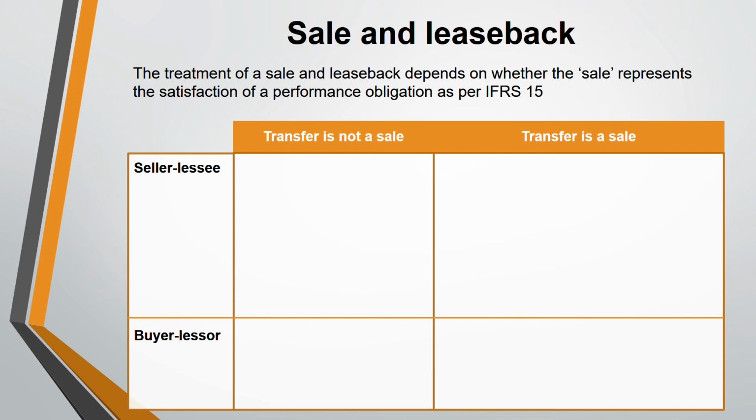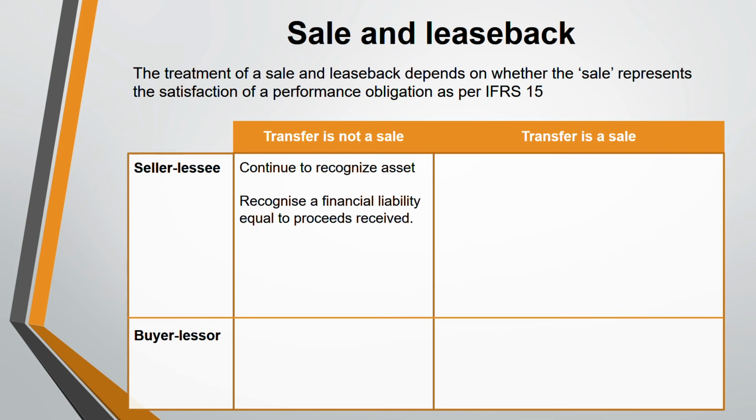I mean, they have recognized it as a sale, but it's actually not a sale under IFRS 15. Then how do you recognize it? Then the seller continues to recognize the asset because it's not a sale. Who is recognizing the asset? The seller, because the seller didn't sell. He will continue to recognize the asset, and instead recognize a financial liability equal to the proceeds received. It is a little bit strange, no?